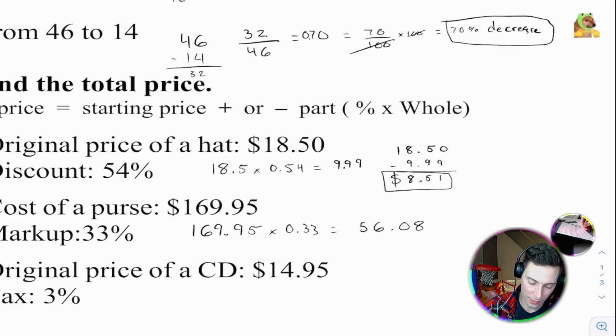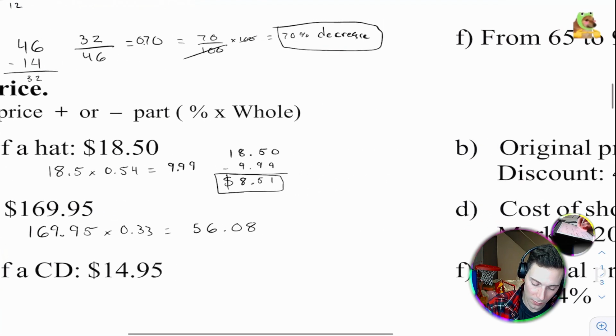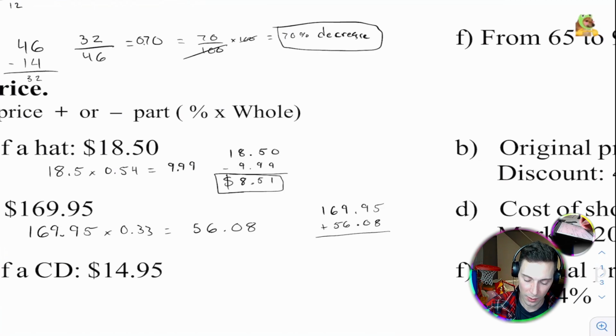So we're going to then add 169.95 plus 56.08. Right, add that together. So let's do this. That's going to be 13, 10, 16, 12, 2. $226.03.